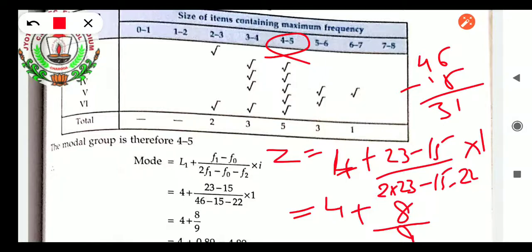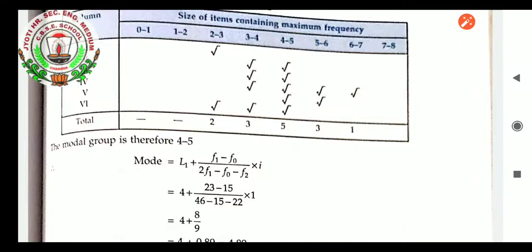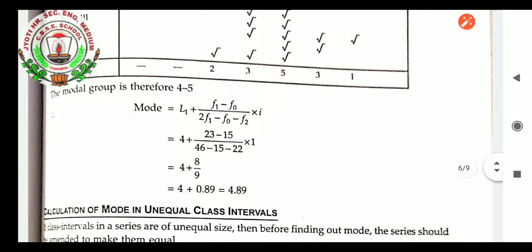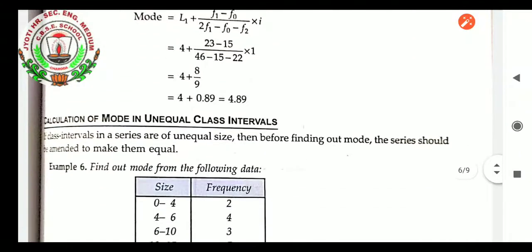Let us have the calculation. 4 plus 8 by 9 into 1, it will be 1. So 8 by 9, how much will be there? 0.89. 4 plus 0.89, that is 4.89. Okay, the mode we got. So this is the calculation of the model class.